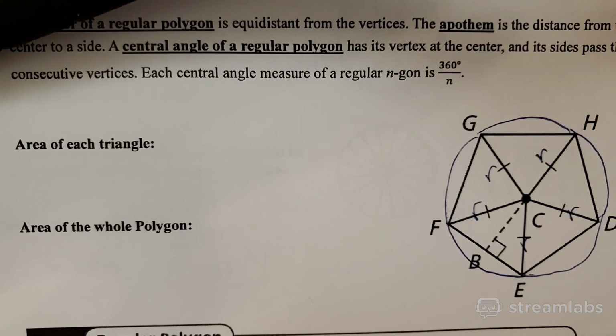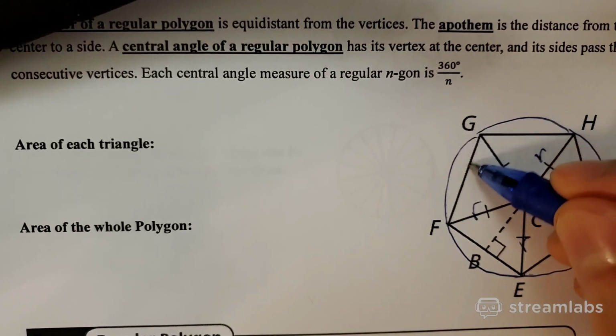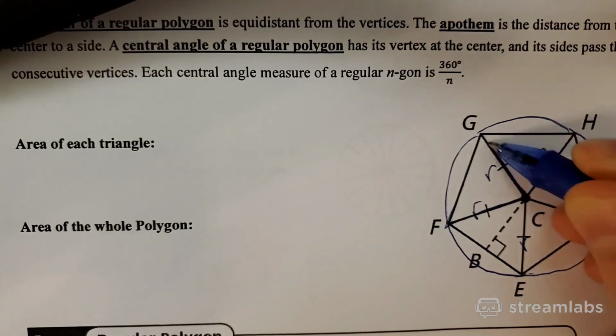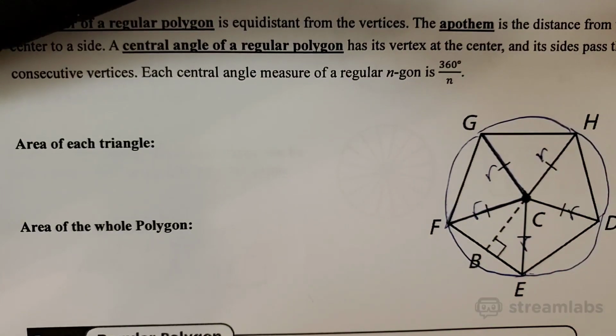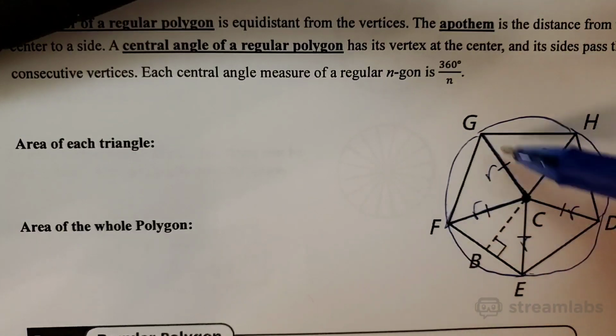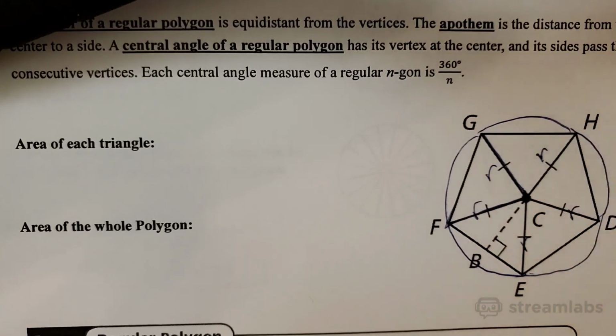Now, it's hard to draw a circle after a polygon, but you get the idea, right? They inscribe. So the point is basically I want to calculate the area of a particular triangle first, okay? Once I get that, I will be able to calculate the area of the whole thing because I just multiply by 5 in this case, okay?